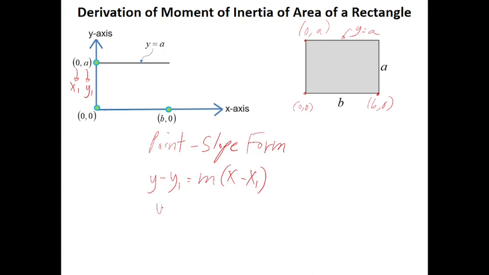Okay? So therefore, we have y minus y sub 1, which is y minus A, equals the slope of the line. The slope of a horizontal line is always 0. So 0 times x minus x sub 1 will become 0. So that's why we have now y equals A as the equation of this horizontal line. Okay?